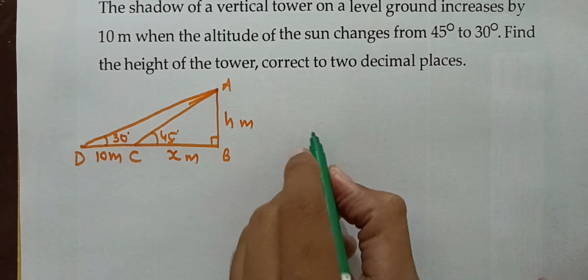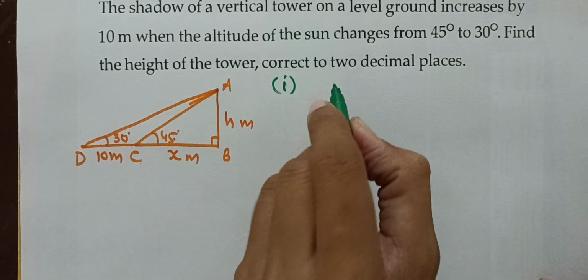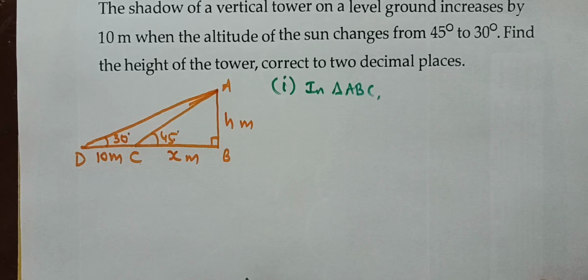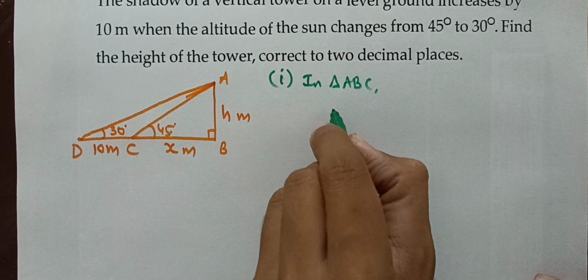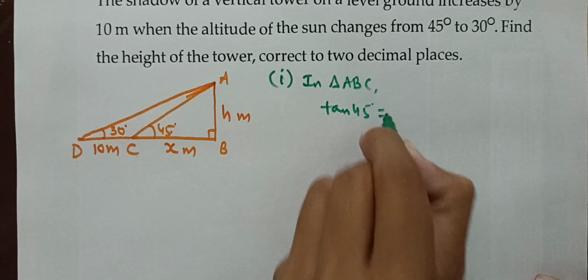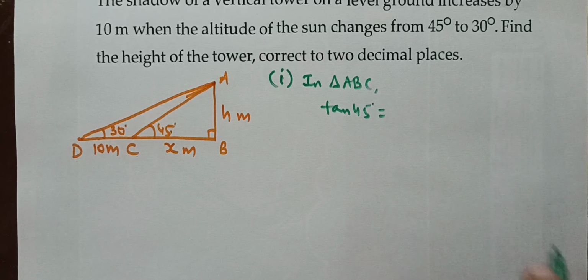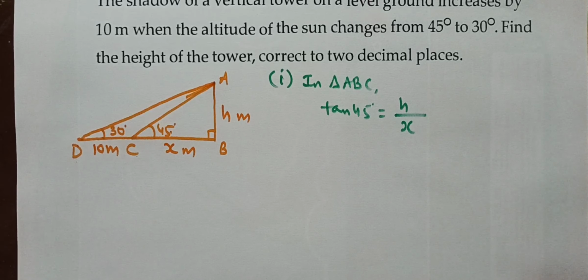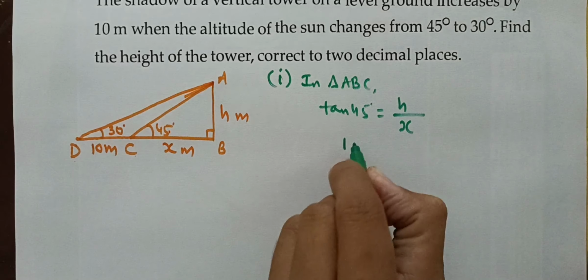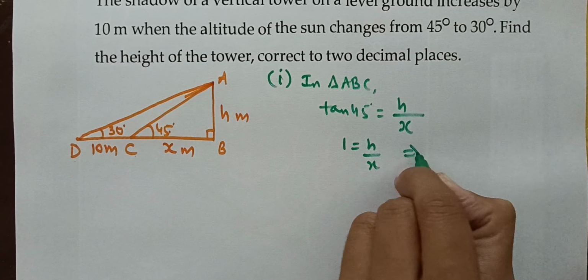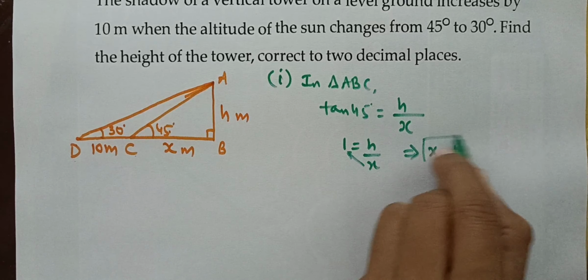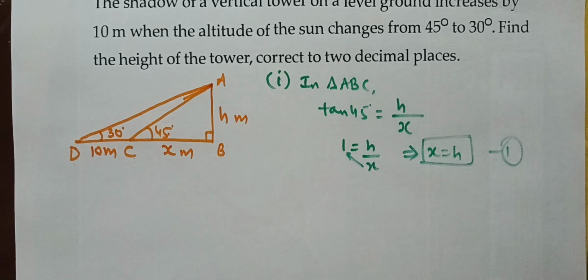So initially I am writing step number 1. In triangle ABC, tan 45 degree equals opposite side upon adjacent side. Opposite side is h with respect to angle 45 degree and adjacent side is x. The value of tan 45 is 1 from the trigonometric table. 1 equals h by x. Do cross multiplication, x with 1, so x equals h. Mark this as the first relation.